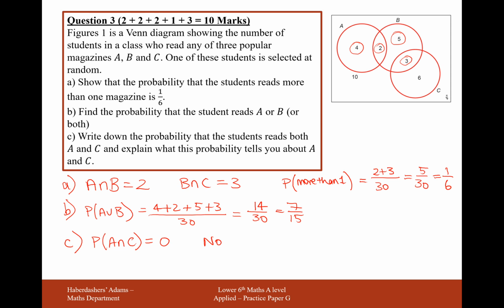So no one reads magazines A and C together. The posh word for this is that they are mutually exclusive.